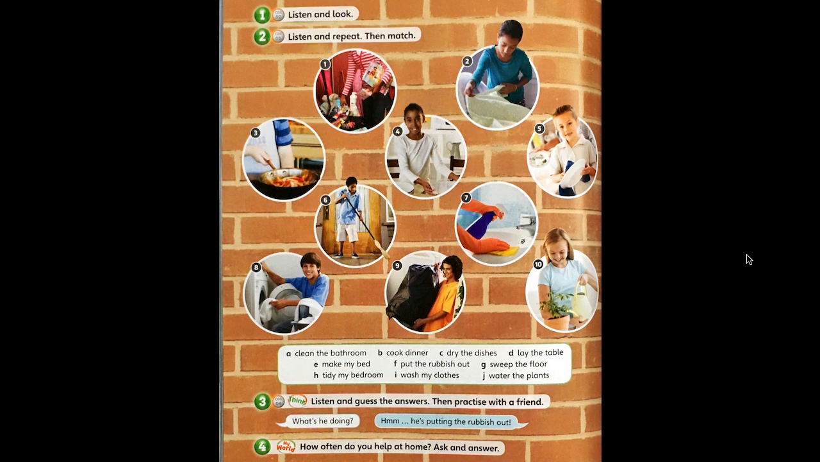Okay, number six, sweep the floor. Sweep the floor. Number seven, clean the bathroom. Clean the bathroom. Number eight, wash my clothes. Wash my clothes. Okay, and number nine, put the rubbish out. Put the rubbish out. And the last one, number ten, water the plants. Water the plants.